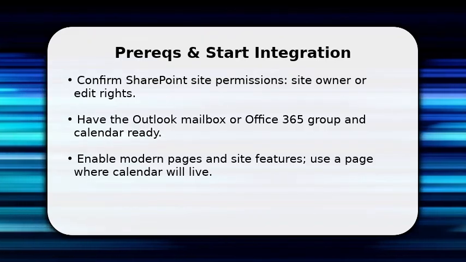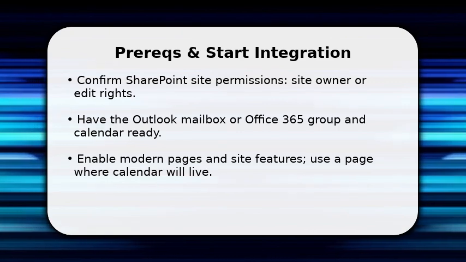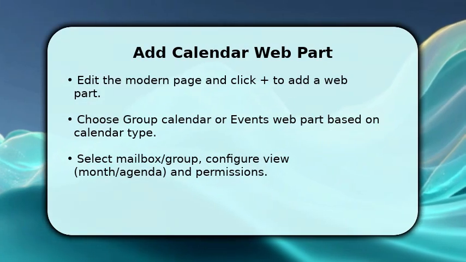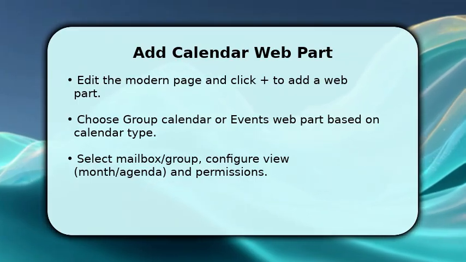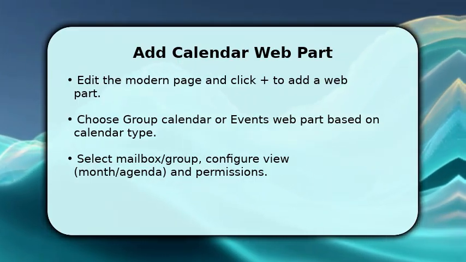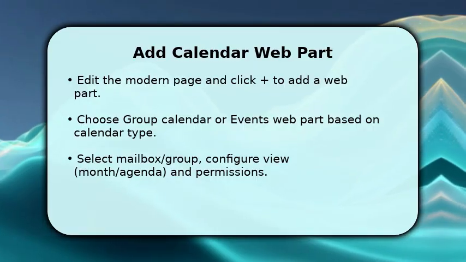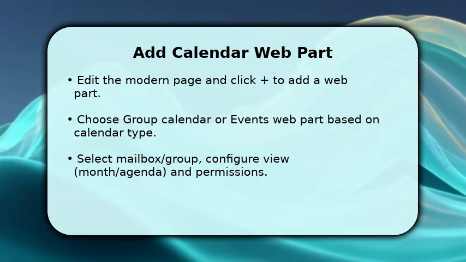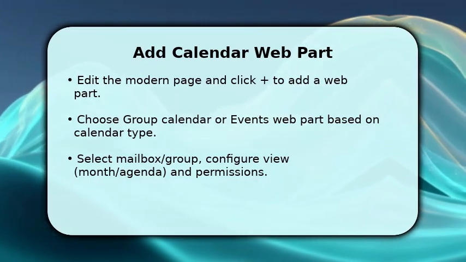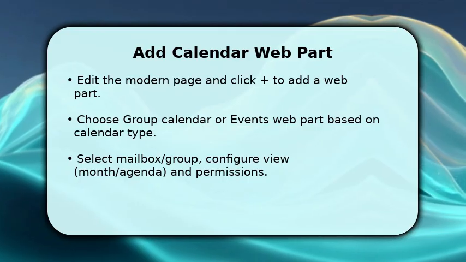Now, save the page as draft so you can add the calendar web part in the next step without losing anything. Edit the page and click the plus to insert a web part. Choose Group Calendar for Office 365 groups or Events if you're surfacing an Exchange/Outlook calendar. Once added, pick the specific mailbox or group calendar and configure display options like month, week, or agenda.